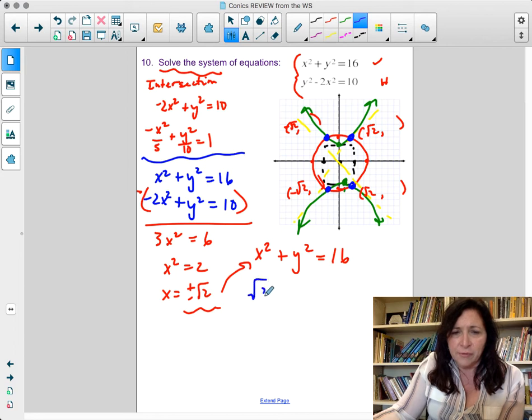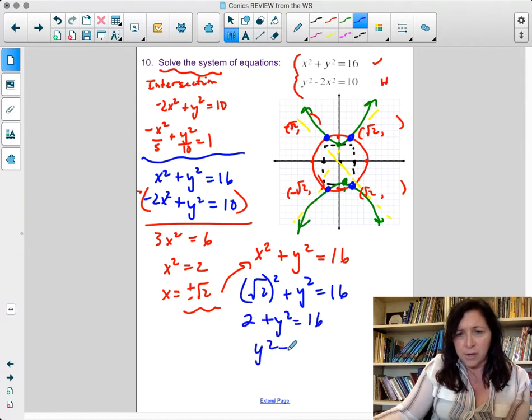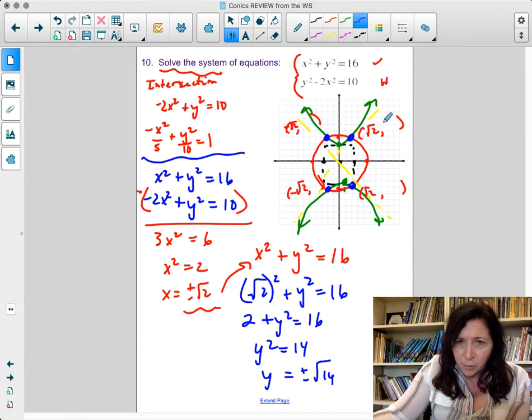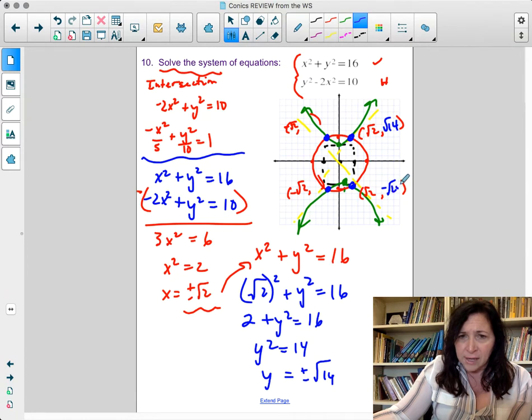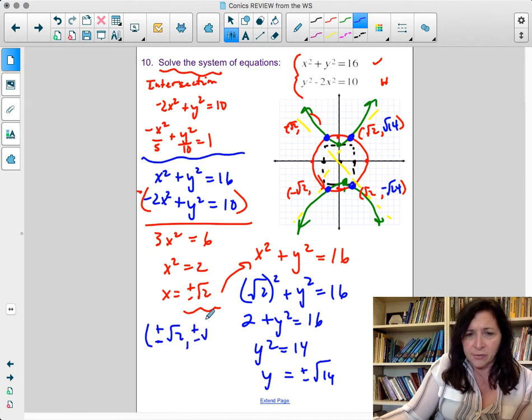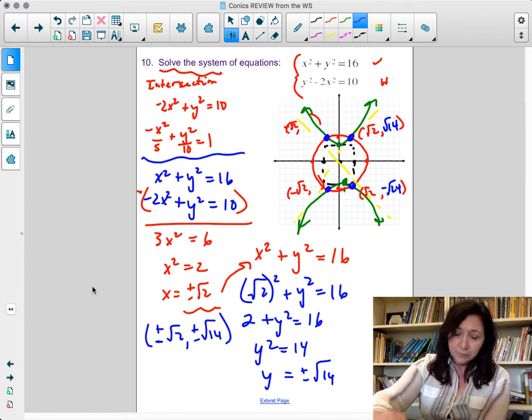So we have the square root of 2 squared plus y squared equals 16. So we have 2 plus y squared equals 16. We have y squared is 14. So y is equal to plus or minus the square root of 14, which means that all my intersection points have root 14 in them, like that, negative root 14, etc. So the points would be plus or minus root 2, comma, plus or minus root 14. And then there's 4 different points of intersection.